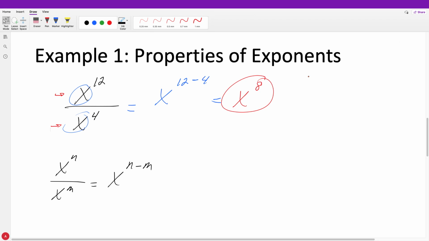So when we see this, first identify, what type of problem is this? It's a quotient. What is my rule for quotient? Subtraction. Then I need to look at the base and say, is the base the same? Yes, they are. Then I can go through and actually subtract.